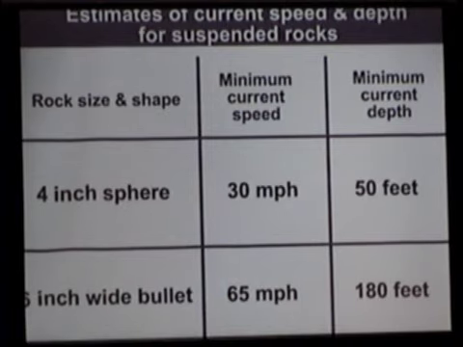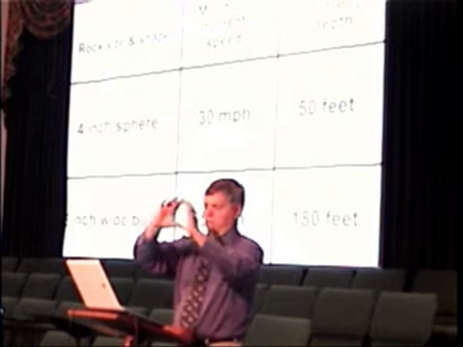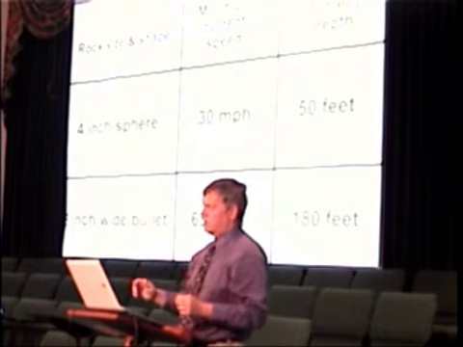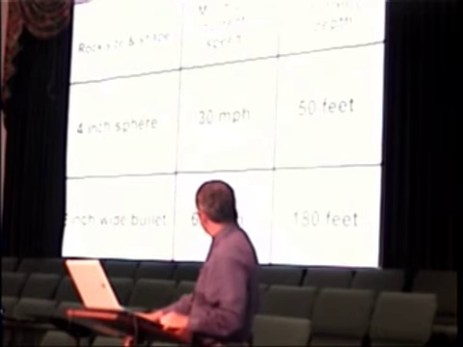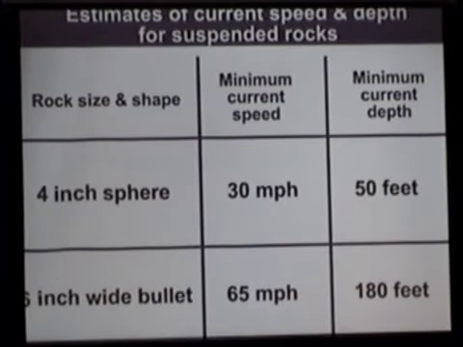But let's talk about a 6-inch wide bullet. This is what we estimate is the largest rock that can be carried up in the water in suspension and come crashing down. It's about that round and maybe about that long. It's the shape of a bullet. Anyway, a 6-inch wide bullet to form percussion marks on it would take a minimum current speed of 65 miles an hour and a minimum current depth of 180 feet.